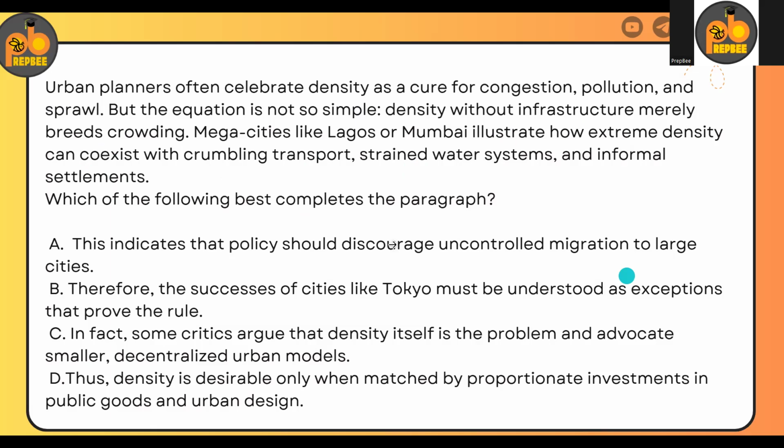Option A: This indicates that policy should discourage uncontrolled migration to larger cities. That is not something we are saying at all, right? Option B: Therefore, the success of cities like Tokyo must be understood as an exception. Again, it says something else. We are not talking about that. The example says something else, so remove all of those; don't shift the focus.